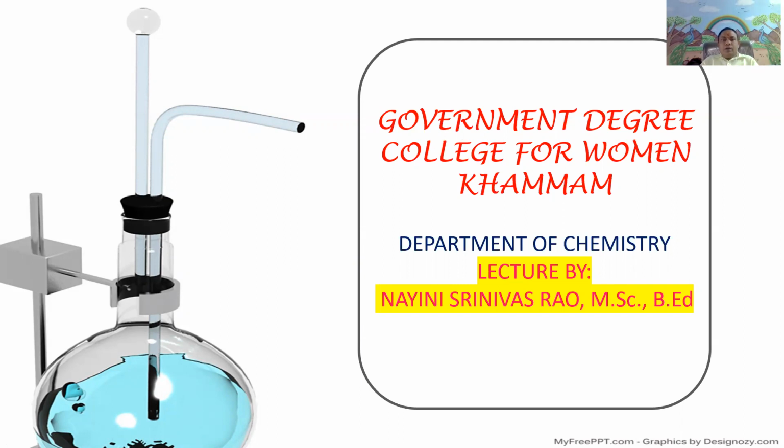Today's topic: interconversions of monosaccharides, that is glucose to fructose, glucose to mannose, glucose to arabinose, arabinose to glucose, arabinose to fructose, arabinose to mannose.